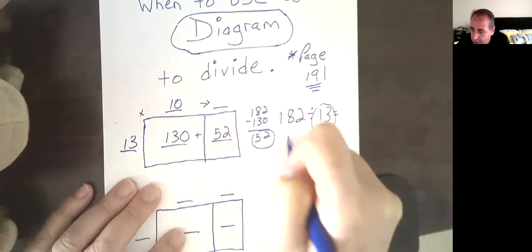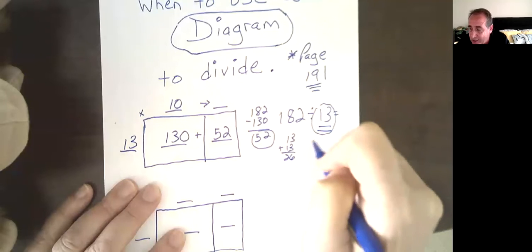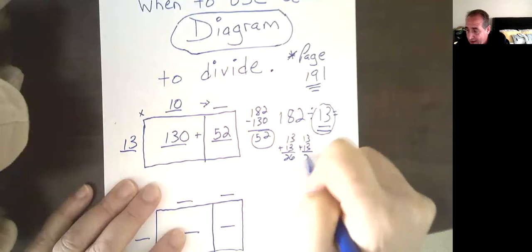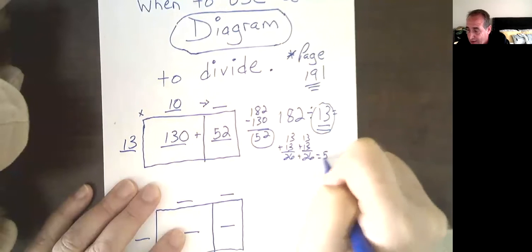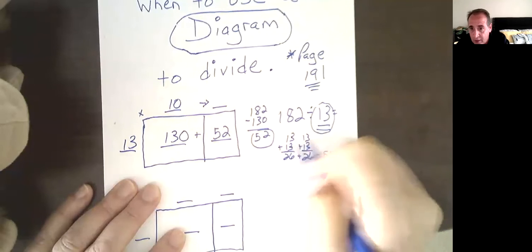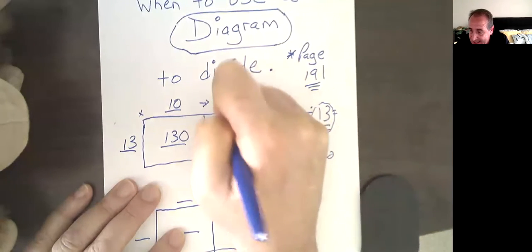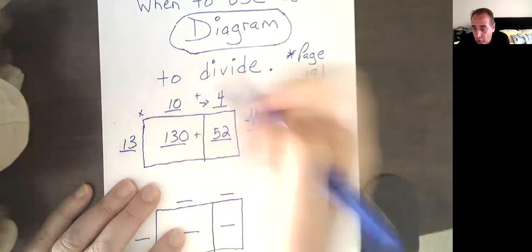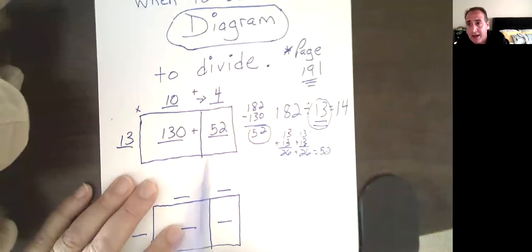Now I know that 13 plus 13 is 26, and if I do it twice, 26 and 26 equals 52. So that's 1, 2, 3, 4 13s. So what I have here is my 10 plus 4 more 13s, which is 14 13s, and I know it works. And that's how you use the box.